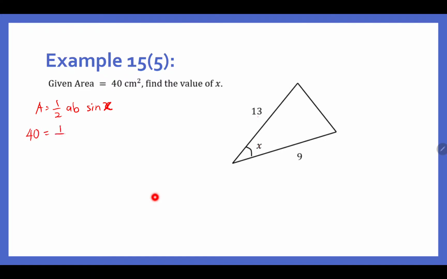The area is 40, 1 over 2 AB sin x. So guna calculator je. Okay, so we get x equals 43.1382 degrees.